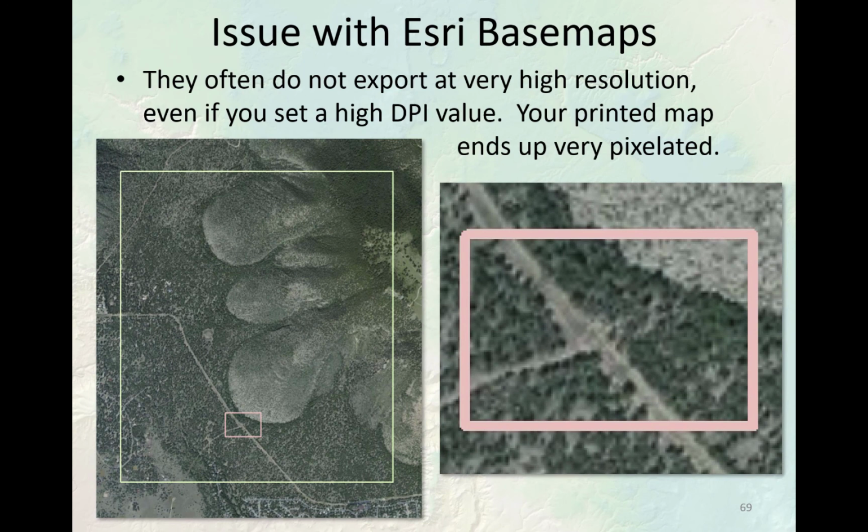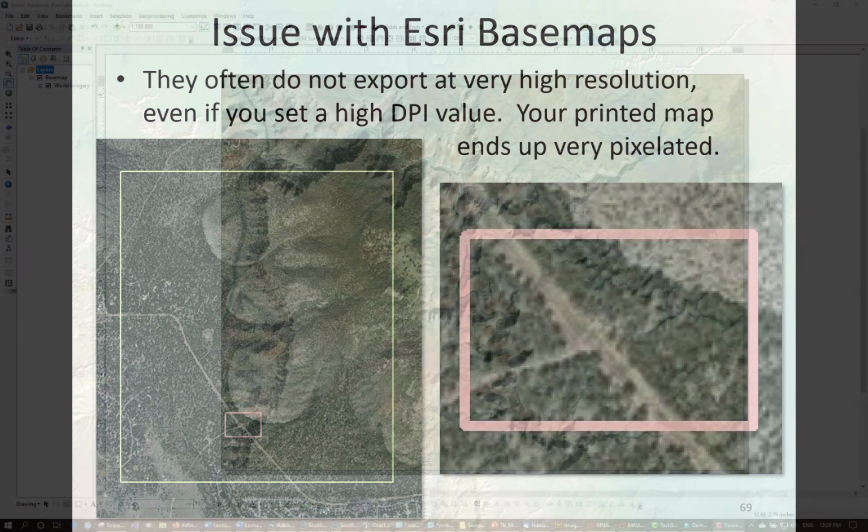Now there is another issue with Esri base maps that's not real obvious. They don't often export at a very high resolution. So even if you export your map at a very high DPI, the background base map imagery still comes in kind of fuzzy. It's just fuzzy at a high DPI. So your printed maps end up kind of pixelated. So there is a workaround, and let me demonstrate that for you.